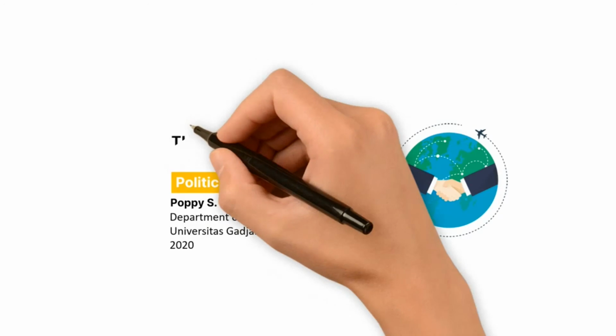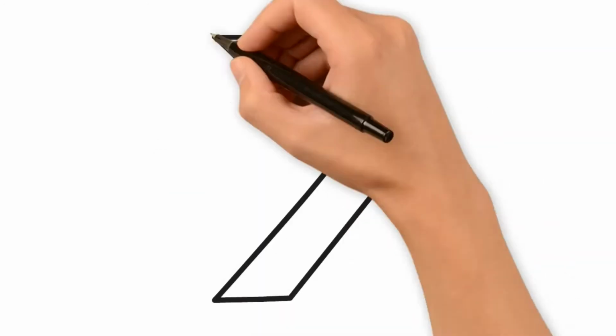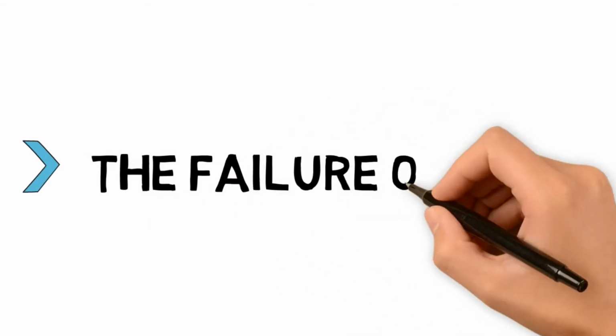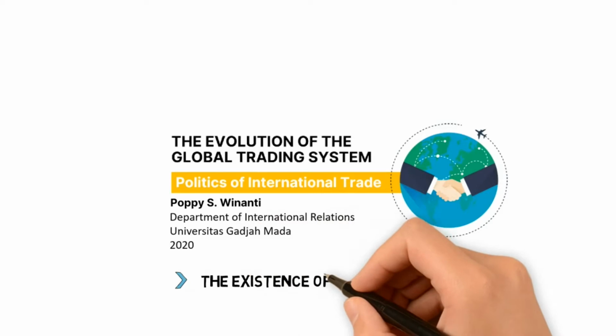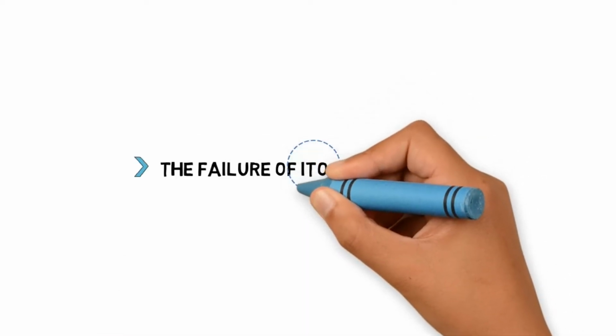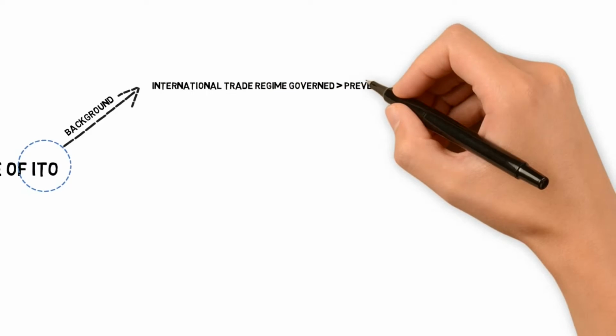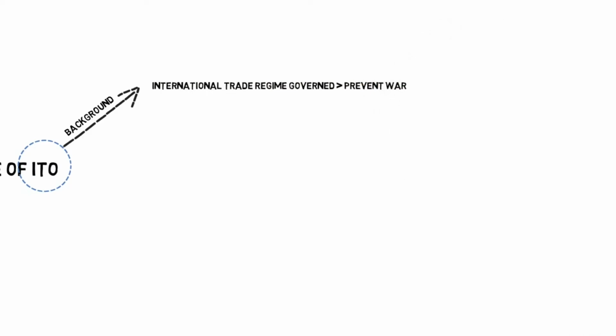In this session, we will discuss the evolution of the global trading system, starting from the birth and the failure of the International Trade Organization, and then the existence of the interim arrangement under the General Agreement on Tariffs and Trade, or GATT. How international trade regime is governed as a mechanism to prevent war was one of the main issues negotiated by the winner states of the World War II.